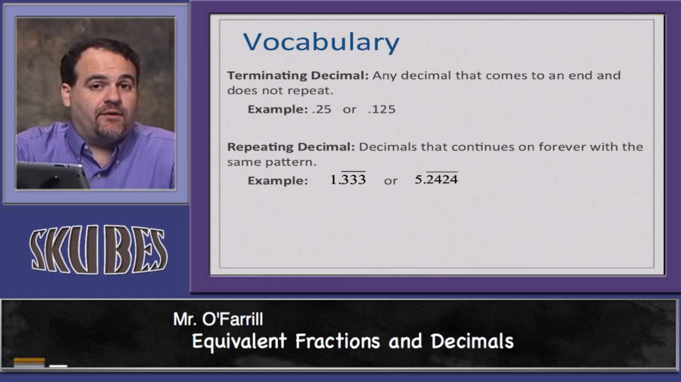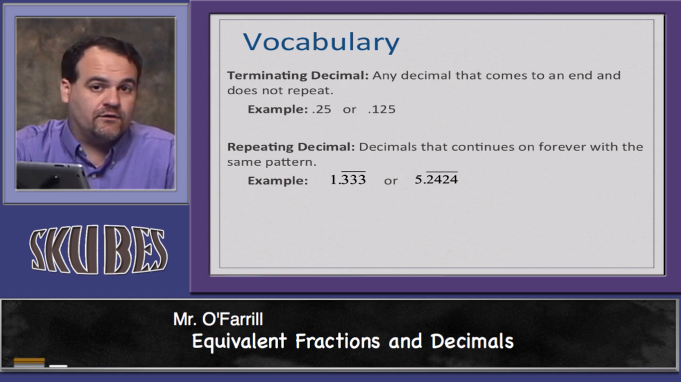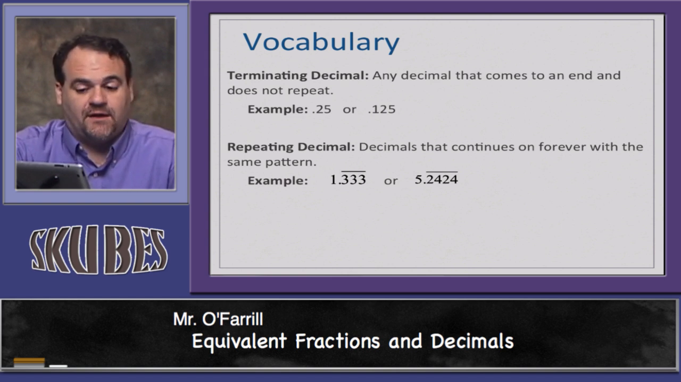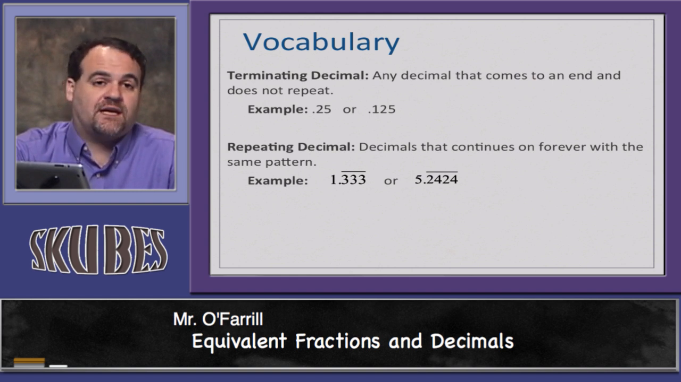Some important vocabulary when we're talking about decimals. There's two types. There's the terminating decimal. That's one that comes to an end and doesn't repeat, like 0.25 or 0.125. It just stops there. And then there's the repeating decimal. That's a decimal that continues on forever with the same pattern.